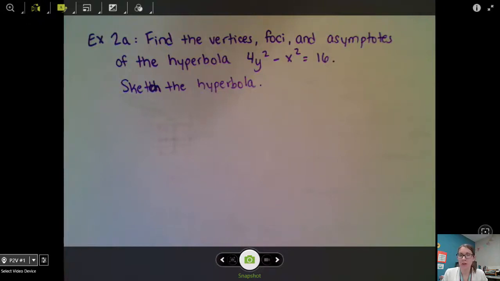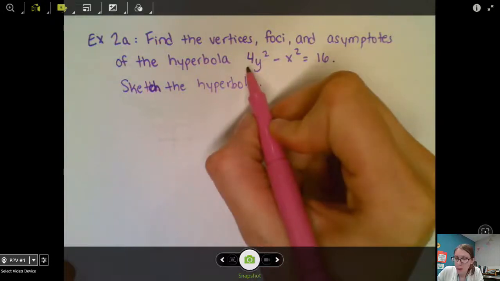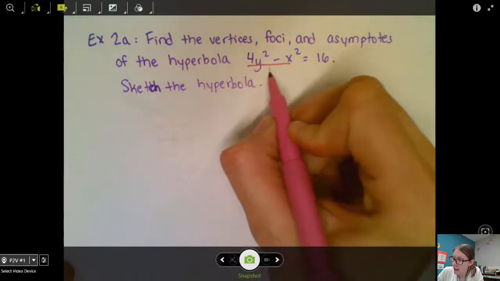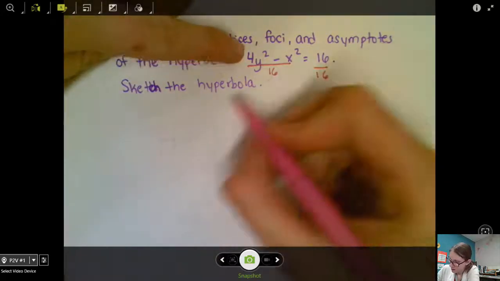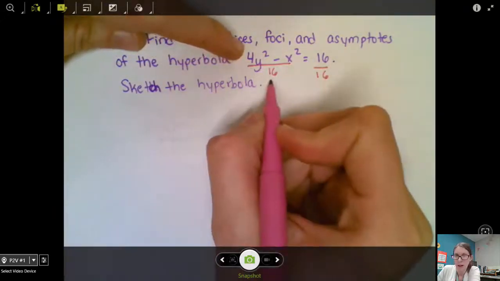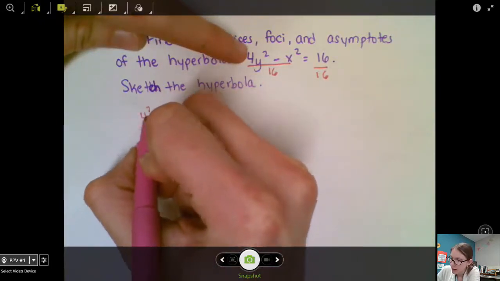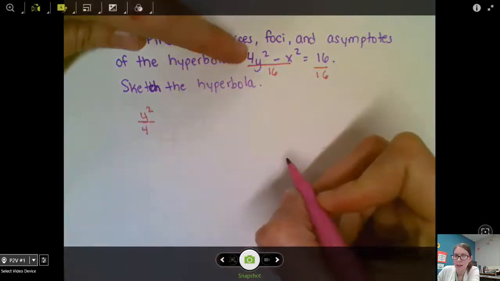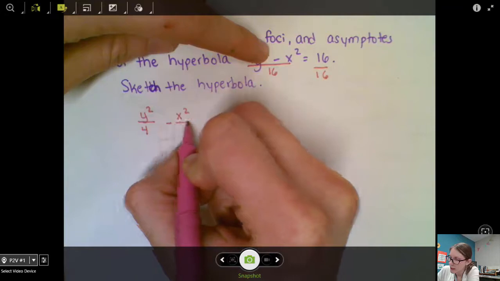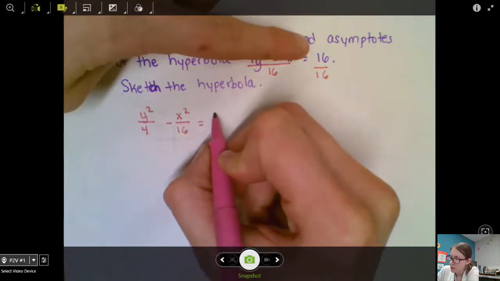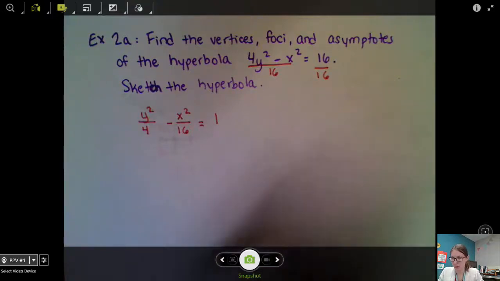The first thing that we have to do, if you notice our equation is not in standard form for hyperbolas, we have to divide both sides by 16 to get us in that standard form. So that gives us 4y squared over 16. 4 over 16 is 1/4. So y squared over 4 minus x squared over 16 equals 1. Now we are in the general form, and we can keep going from here.